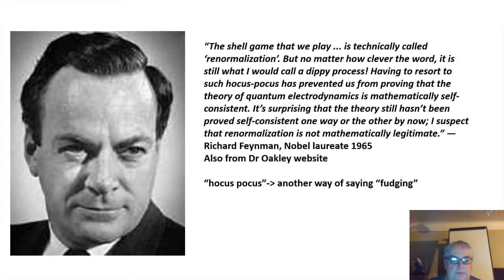This is Richard Feynman, Nobel laureate in 1965, another famous physicist. The shell game that we play is technically called renormalization, but no matter how clever the word, it is still what I would call a dippy process. Having to resort to such hocus pocus has prevented us from proving that the theory of quantum electrodynamics is mathematically self-consistent. It's surprising that the theory still hasn't been proved self-consistent one way or the other by now. I suspect that renormalization is not mathematically legitimate. By hocus pocus is another way of saying it's fudging.